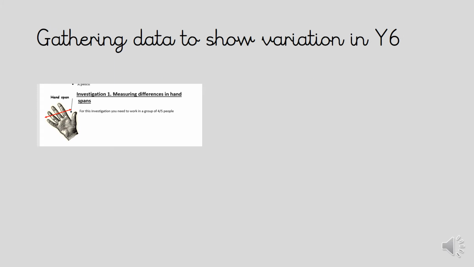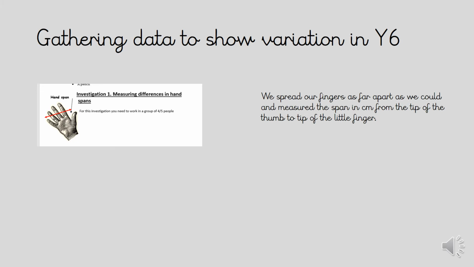Okay, so just to fill you in with what data we're going to be working with, in class we've been looking at gathering data to show the variation in Year 6. So we asked the children if they could measure their hand span, so have a look at what we asked them to do. So we spread our fingers as far apart as we could and we measured from the tip of the thumb to the tip of the little finger. And we recorded this data in centimetres.